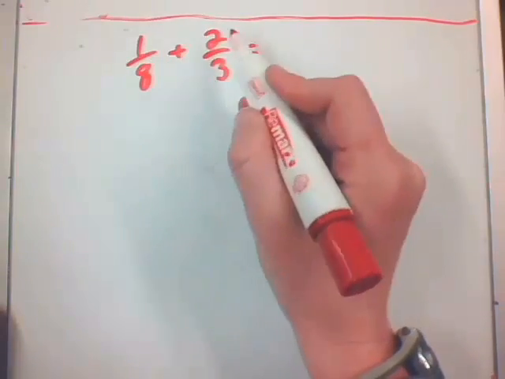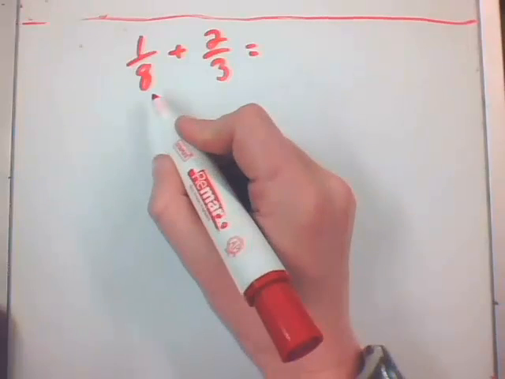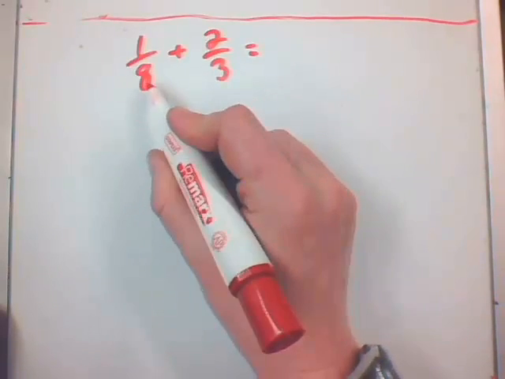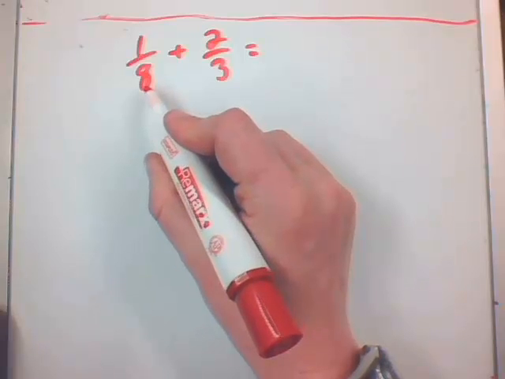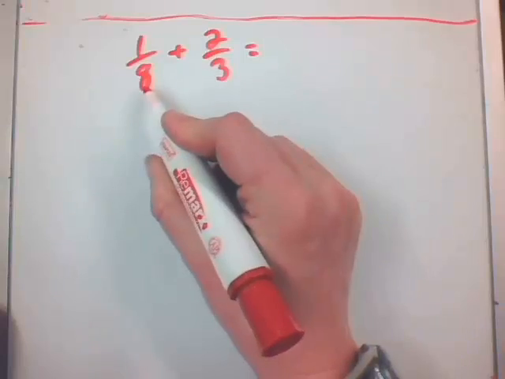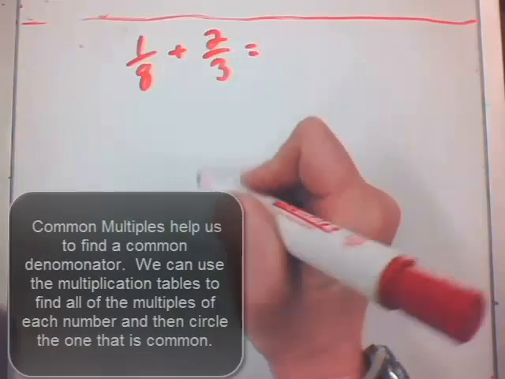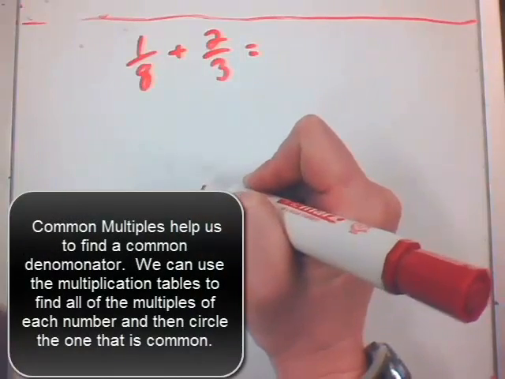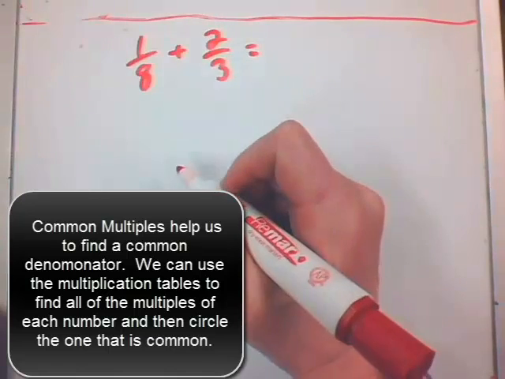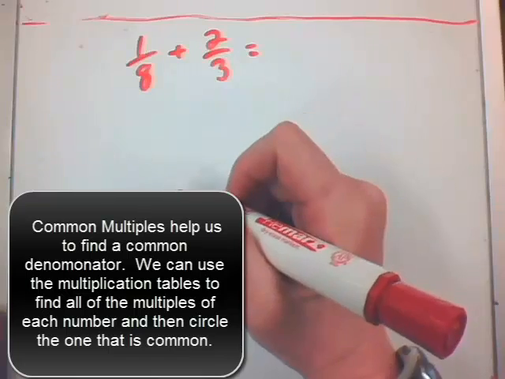1 over 8 plus 2 over 3. In order to do this, again, I have to find a common denominator. Common denominator means that I have to find equivalent fractions with the same denominator for each of these two fractions. So when I look at this, I can run the multiples of 8 and the multiples of 3 and see if I can find one that's common.